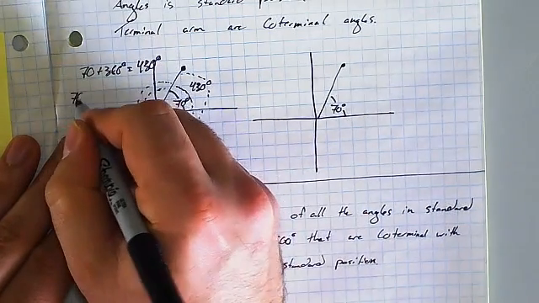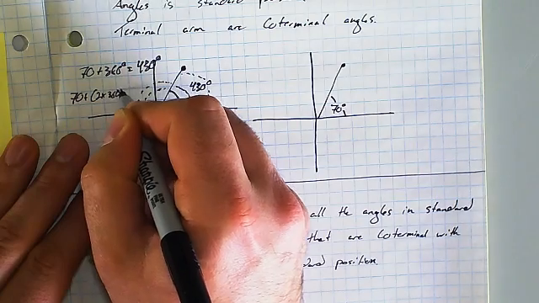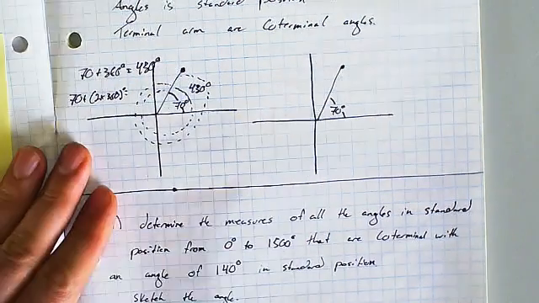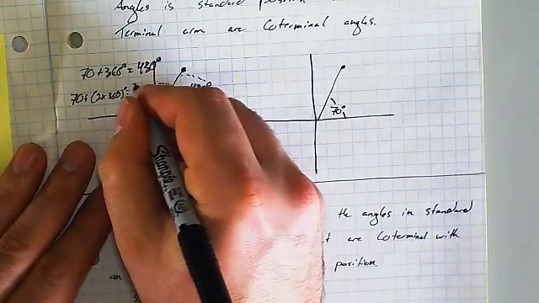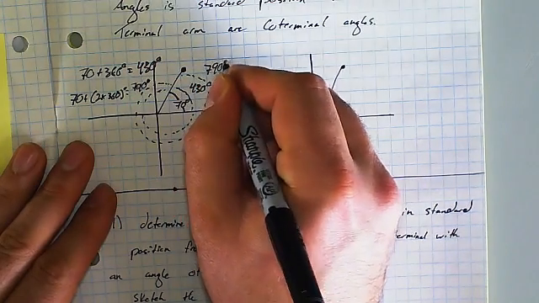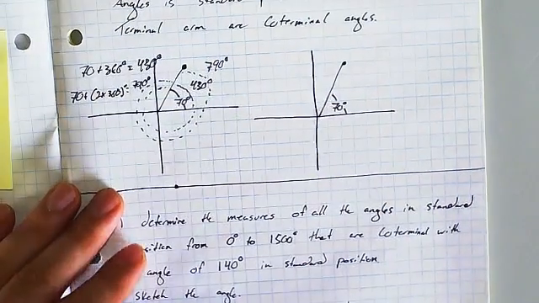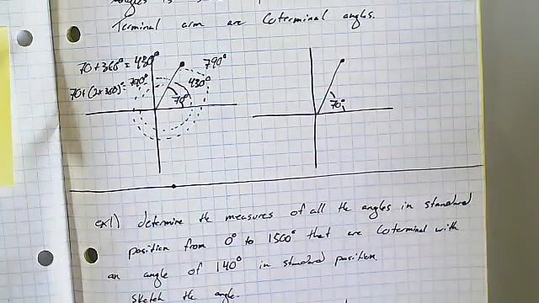If I did an additional lap and kept going, I would basically go 70 plus 2 times 360, and I'm going to get a total angle of 790 degrees, because I've done 2 laps plus that 70 degrees, so 360 twice, add 70.